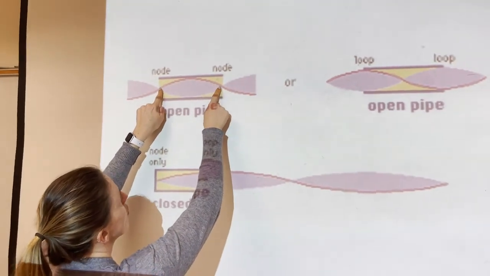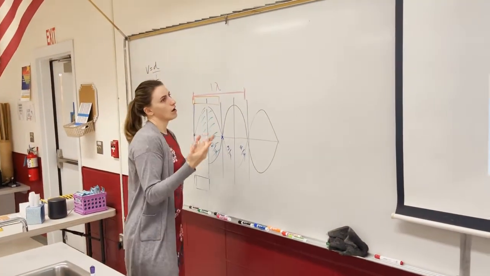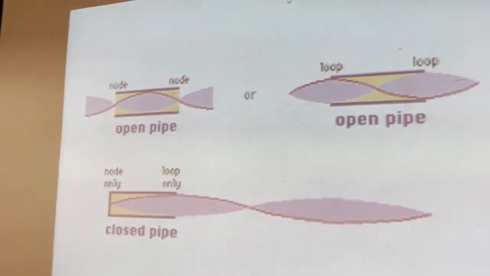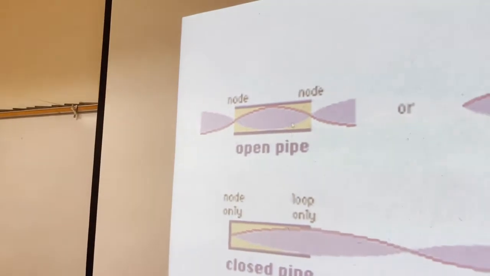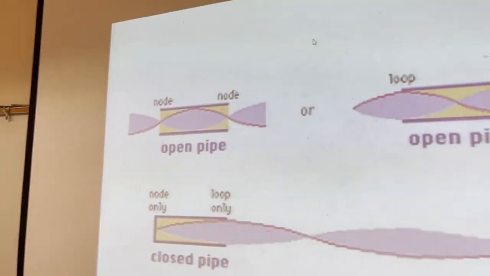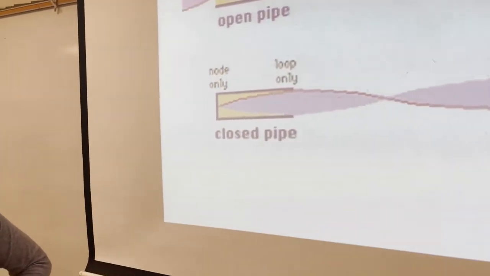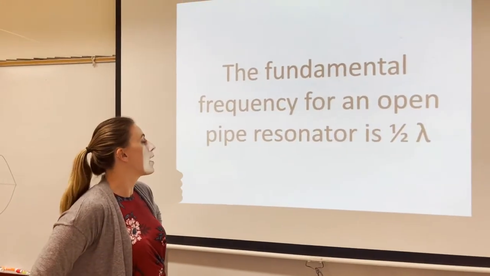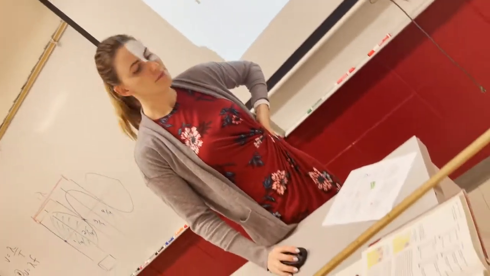Now it could be a node and a node, kind of like what we have over here. Let's leave it at node and node. They have an antinode and an antinode here. But don't confuse yourself too much here. The main thing is you have the same parts of the standing wave at either end, regardless of whether you consider it a node or an antinode. And for the closed pipe, it's opposite parts. Okay, the fundamental frequency for an open pipe resonator is half a wavelength, and that's what's important. Half a wavelength.